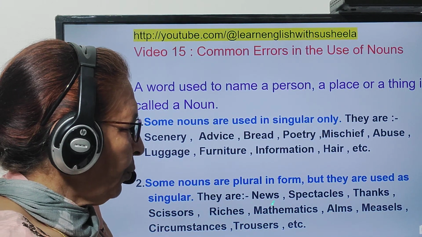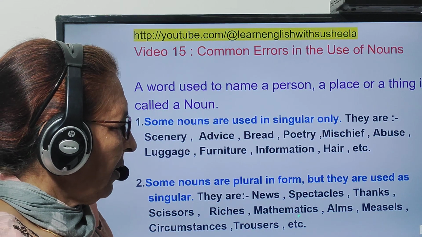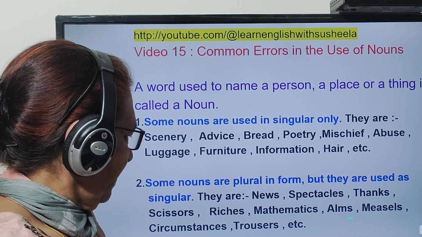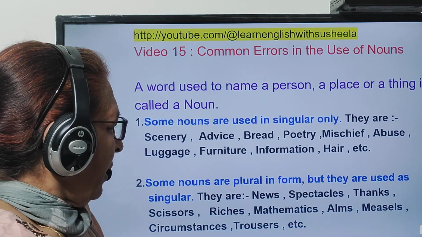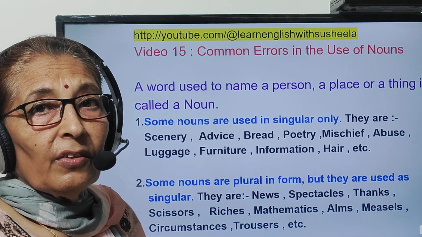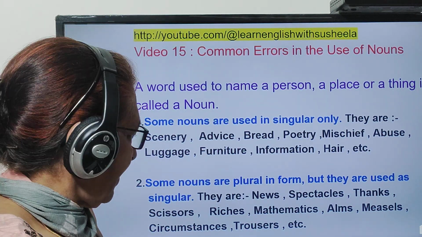Second, some nouns are plural in form, but they are used as singular. They are news, spectacles, thanks, scissors, riches, mathematics, alms, measles, circumstances, trousers, etc. Now, news. What's the latest news of today? Spectacles. I have got a pair of spectacles.